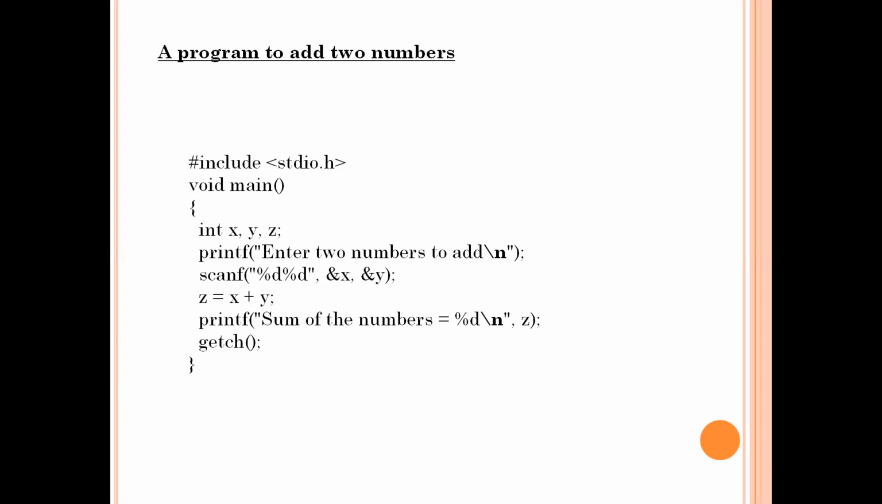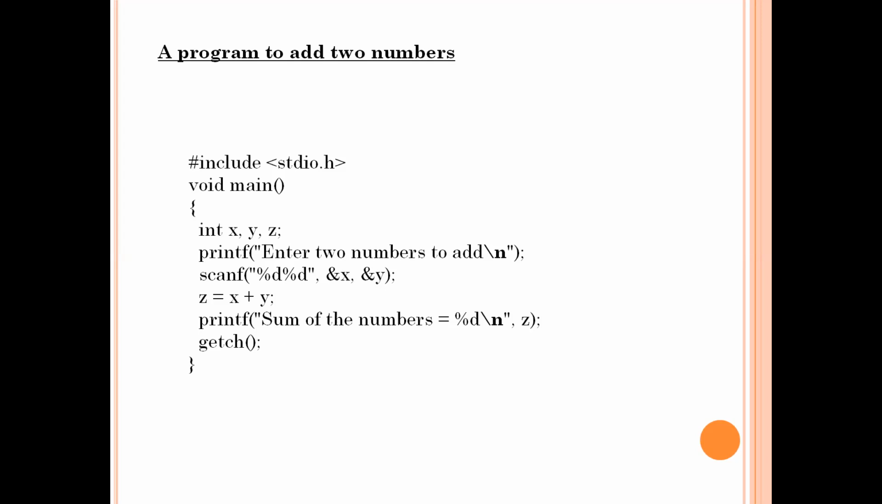Then the next statement is the printf statement. As we have said earlier, printf is an output statement. Printf is used to get the display from the program, to get an output from the program. So here printf, "Enter two numbers to add." We know anything specified within the double quotes will be printed as is. So "Enter two numbers to add" is the message given using the printf statement.